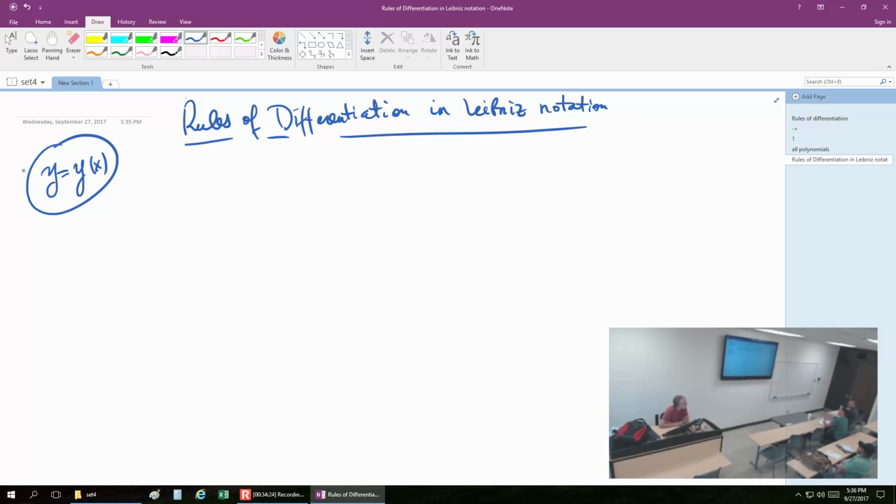Is it Leibniz notation? Leibniz, with a Z, Leibniz.